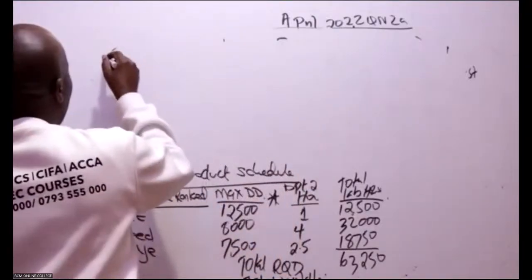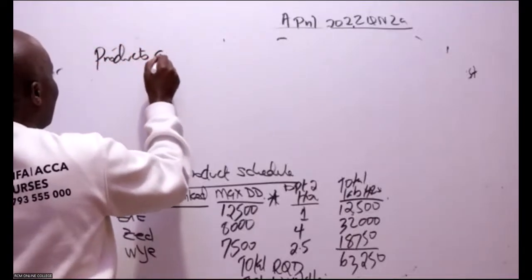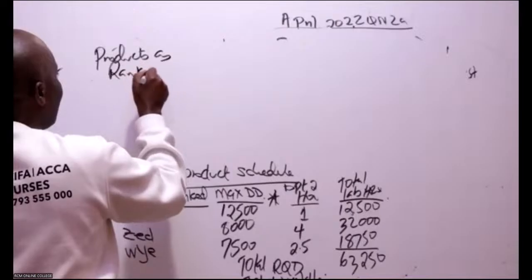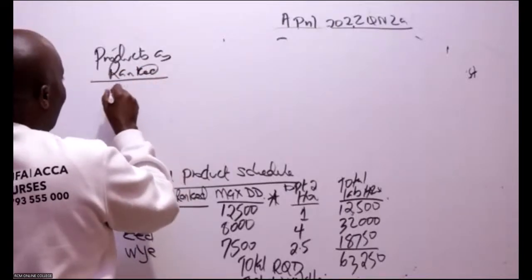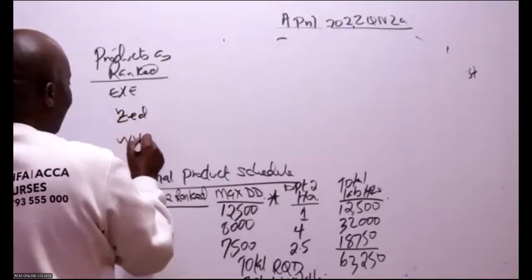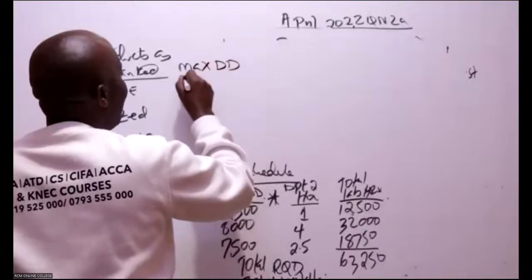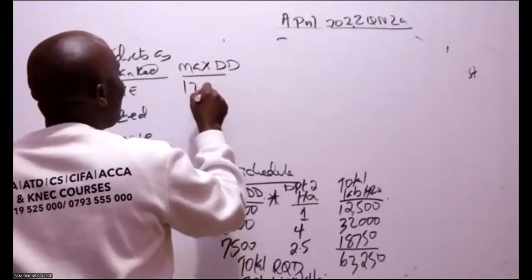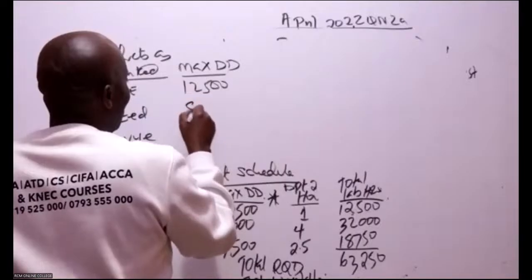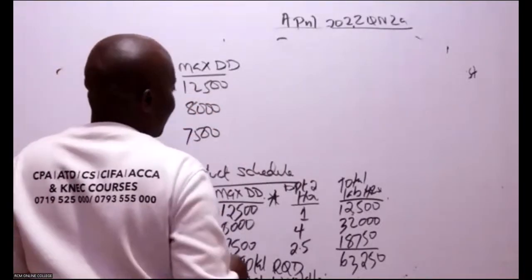So we have here products as ranked: X, Z, Y. We have maximum demand: 12,500, 8,000, and 7,500. Don't write again.